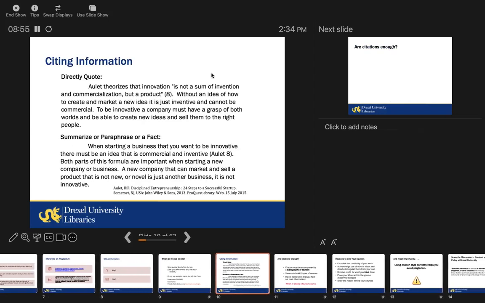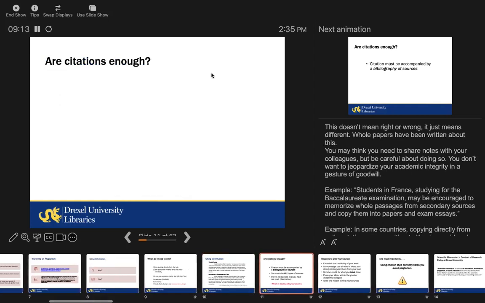Let's go to the next slide. And so these are two examples. In the first example, a direct quote, you will see the quotation marks and you will see the reference below. And the same thing, but that is a summary, and we are still using the same reference. So quotation marks versus summary. Okay, let's go to the next slide.